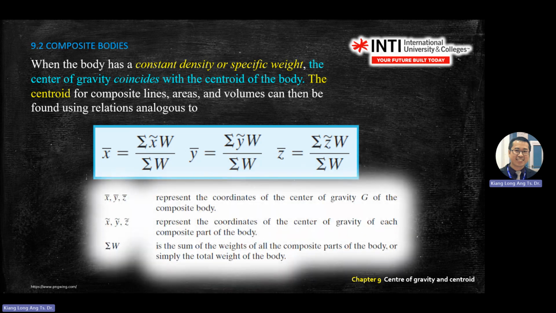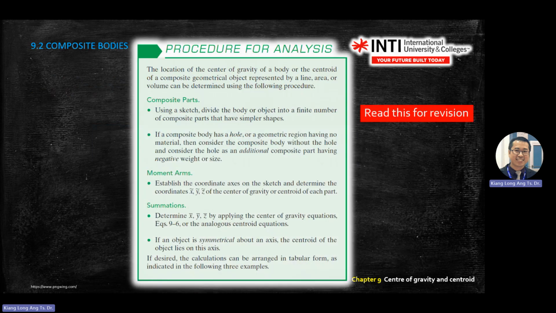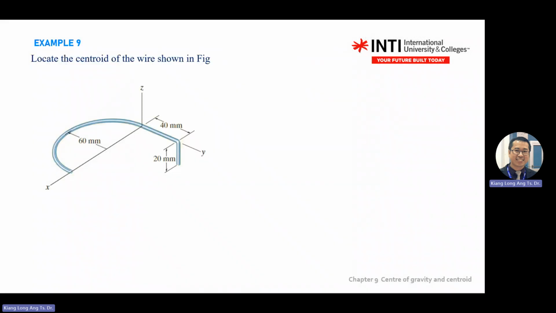Okay, so this one you read. The rest also you read. This one is a set for analysis, you read. I keep repeating for all the examples. So example 9 will be the centroid.